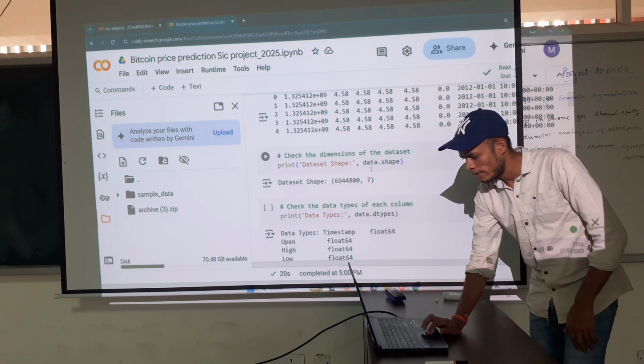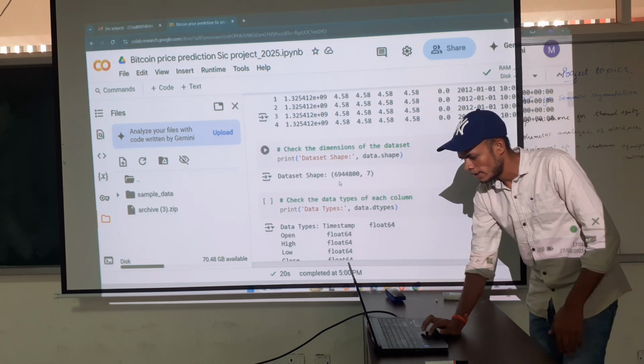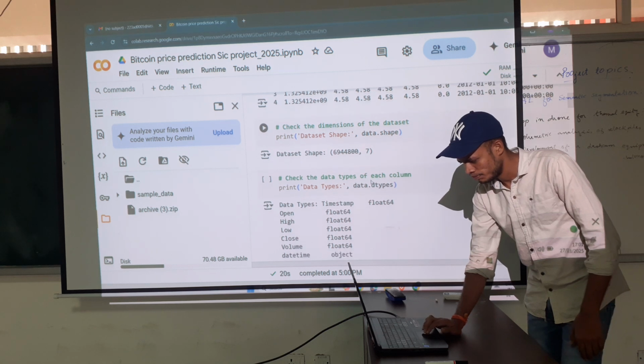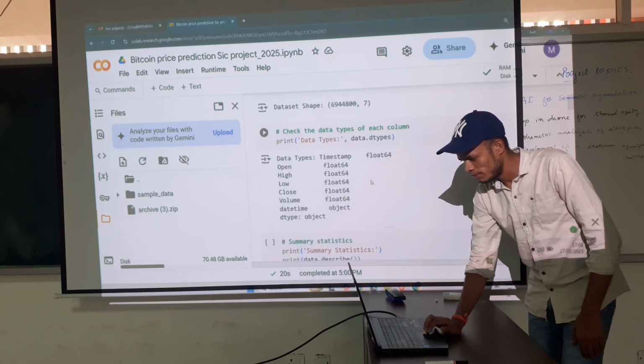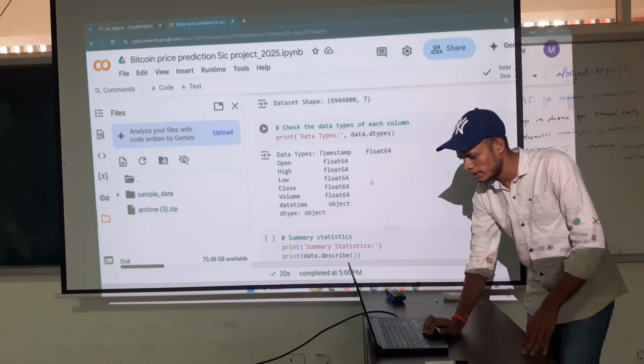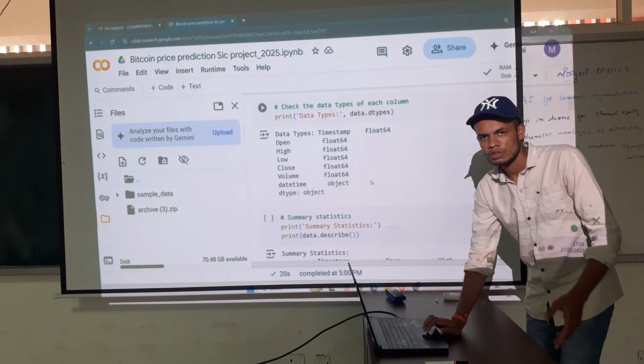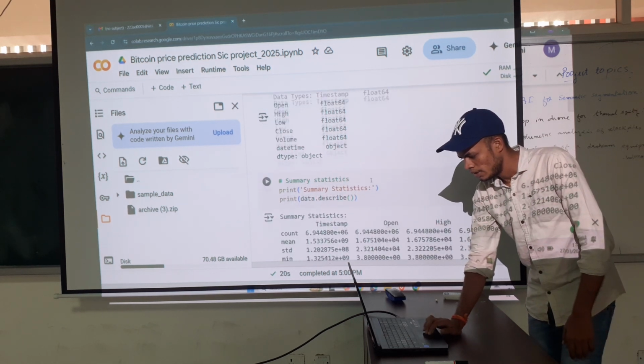And this is the shape of the data. These are the rows and these are the columns, and these are some of the types in the dataset that we are going to use for this Bitcoin prediction.